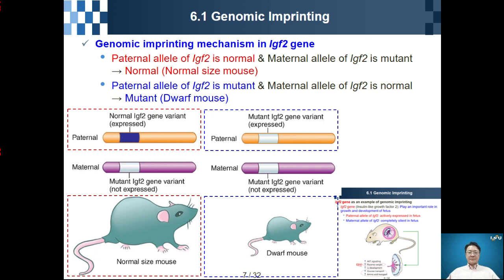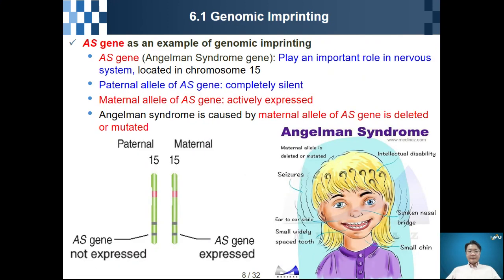In this slide, I will explain the AS gene as an example of genomic imprinting. So what is the AS gene? The full name of the AS gene is Angelman syndrome gene. This gene plays an important role in the nervous system, and the AS gene is located on chromosome 15. Chromosome 15 is composed of an upper arm and a lower arm. The AS gene is located in the lower arm, here.